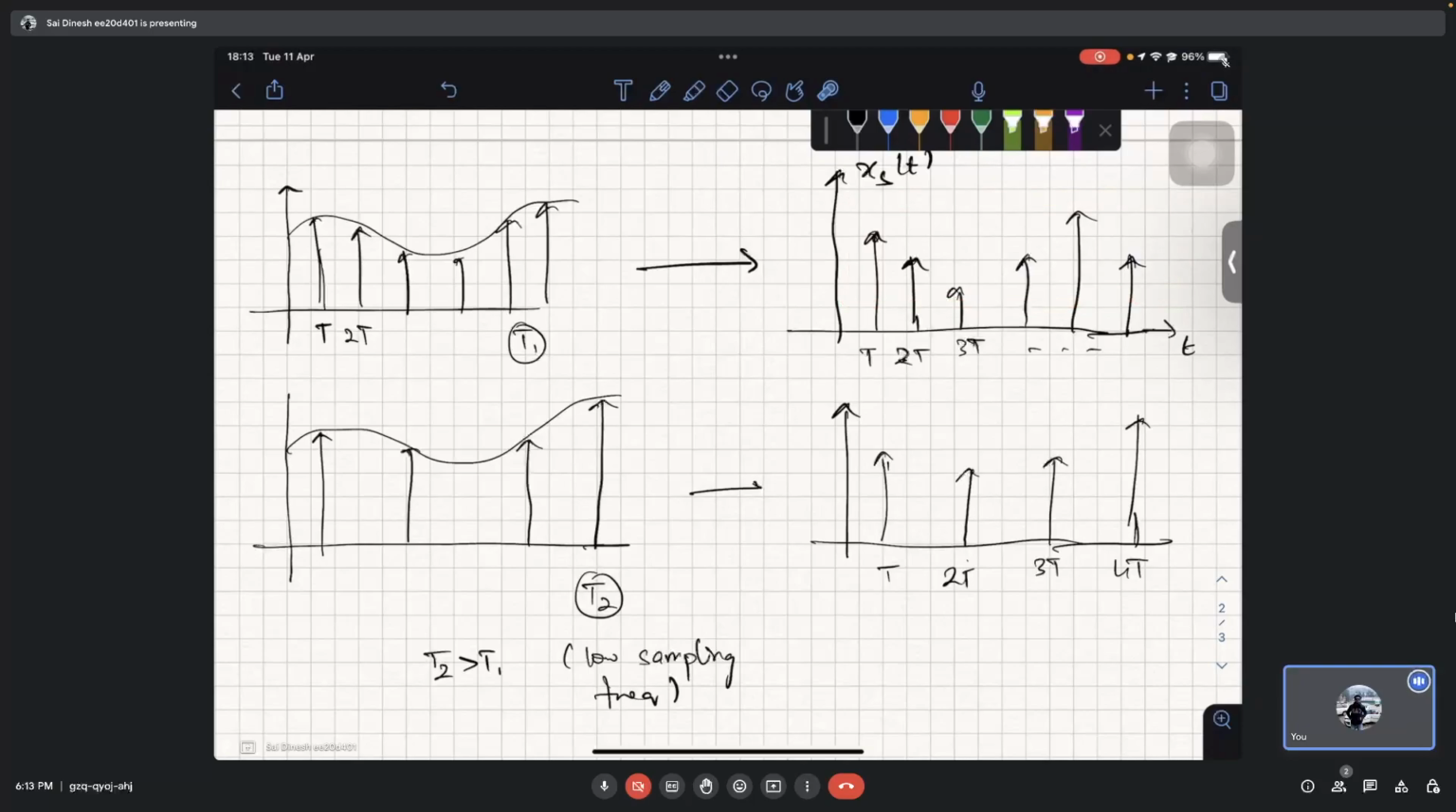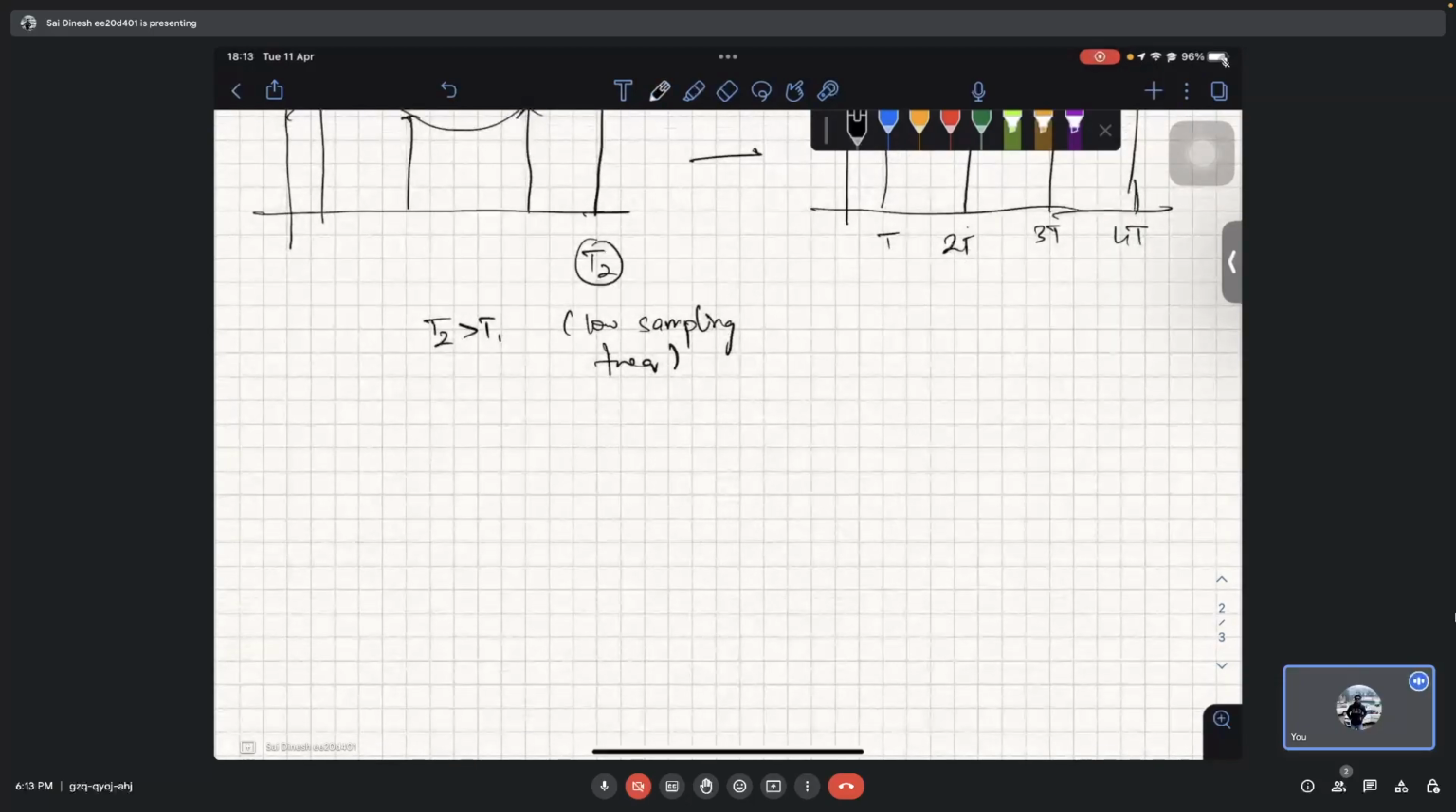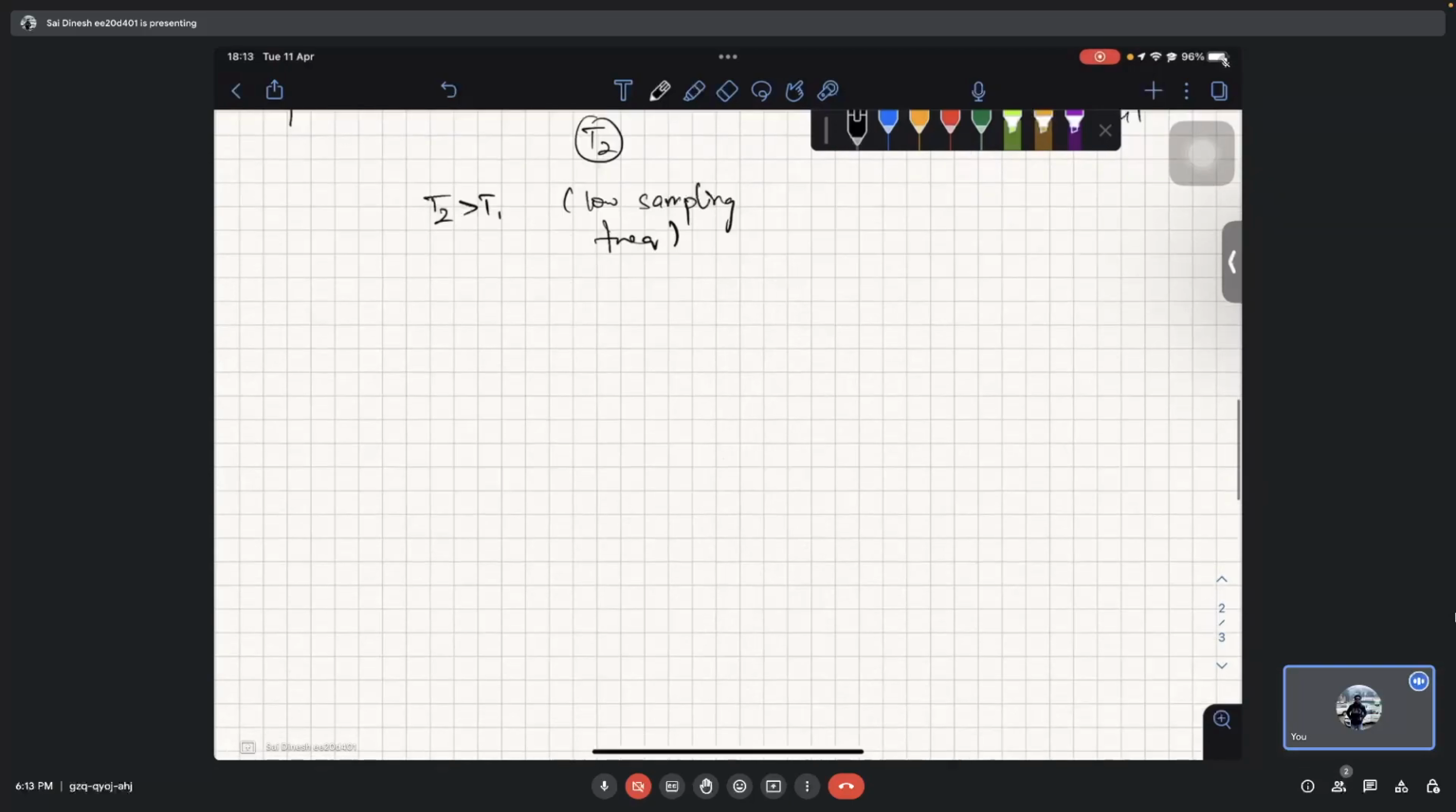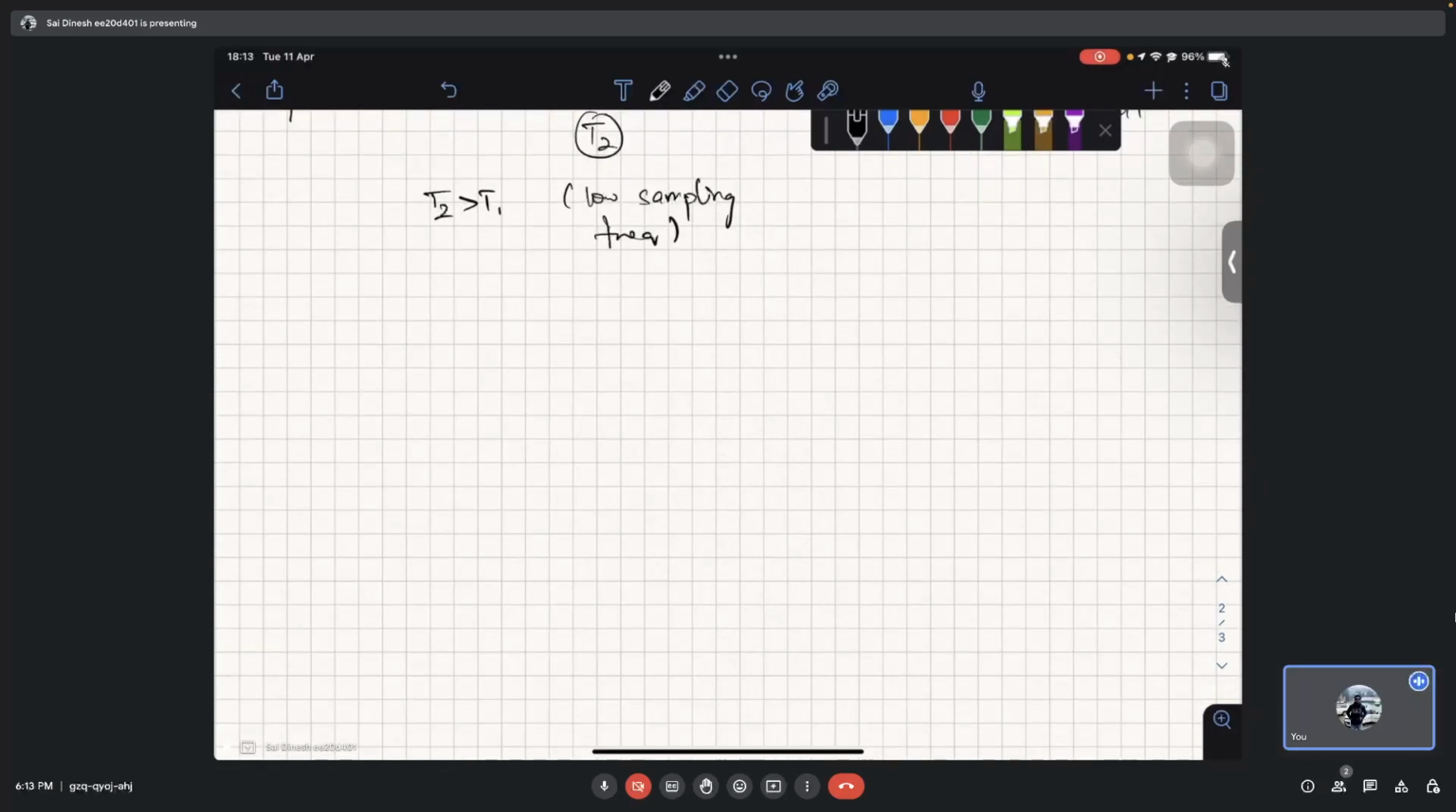So if we know that the signal has very high frequency like this, then we should sample it even more, right? So this is the intuition. We can clearly see this intuition in the frequency domain when we take the Fourier transform of this signal. Okay, so we move to the frequency domain representation of sampling, right?